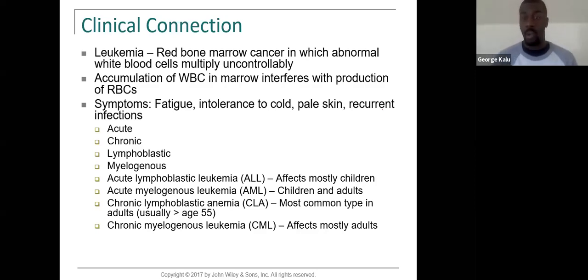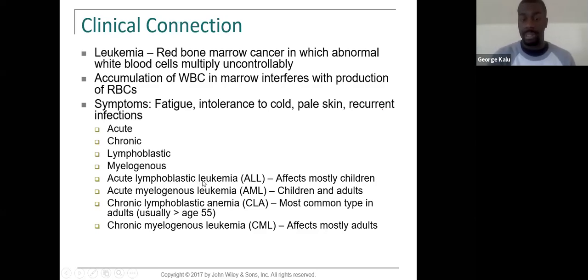They have an intolerance to cold for exactly the same reason. Pale skin, because again, they're not producing as many red blood cells. And then recurrent infections, because the white blood cells they are producing are not working the way they're supposed to be. Okay? And so there's various types of leukemia, like acute leukemia, chronic, lymphoblastic, myelogenic.